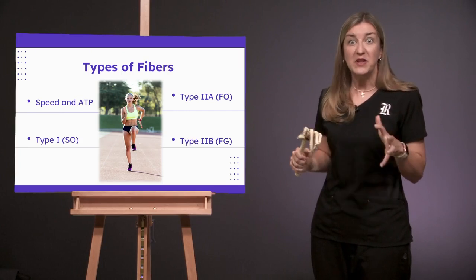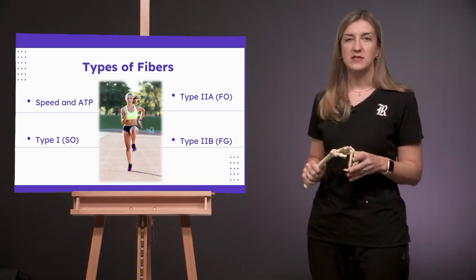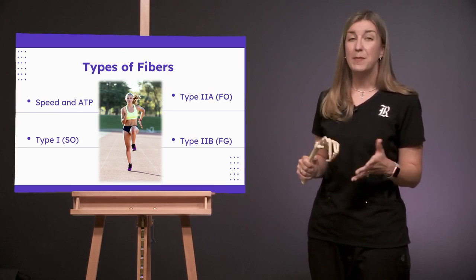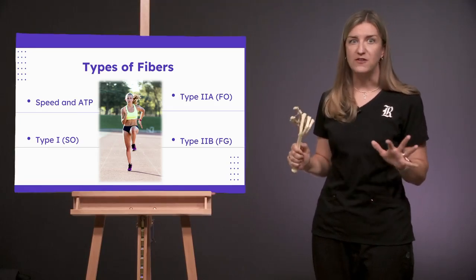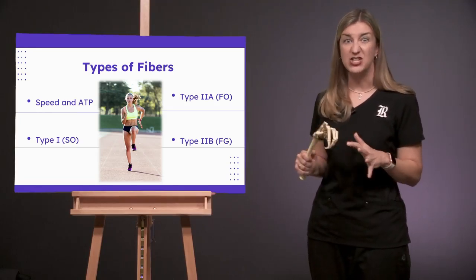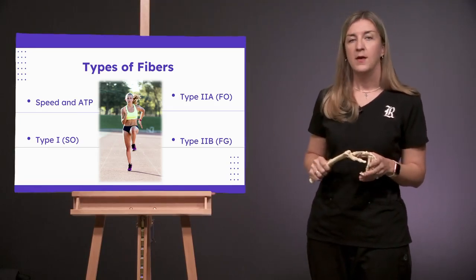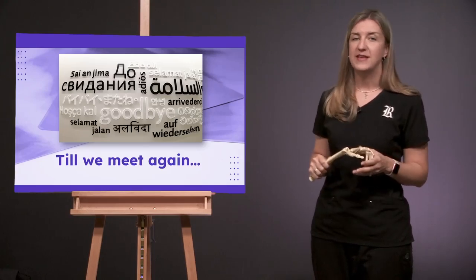These fibers are fast, really fast, and use anaerobic glycolysis to make ATP. These fibers fatigue more quickly though, but are great for short, rapid, forceful movements like jumping and sprinting. Well, that does it for muscle physiology and skeletal muscle.